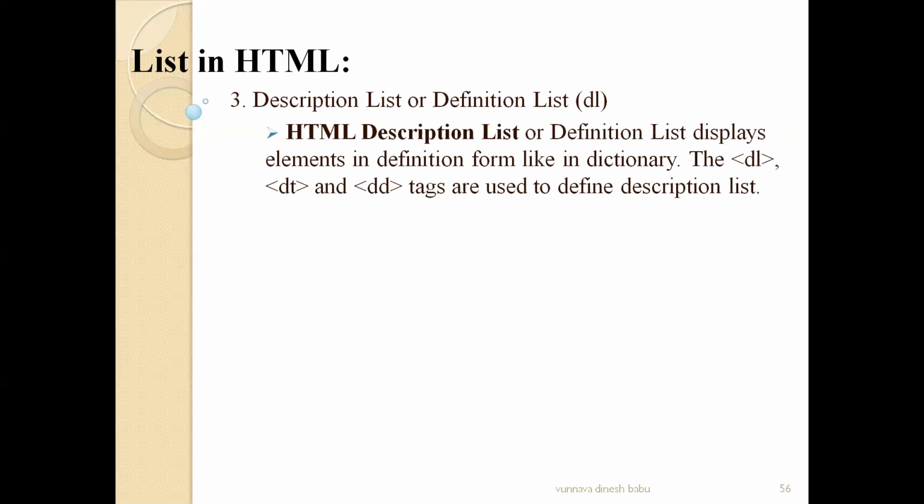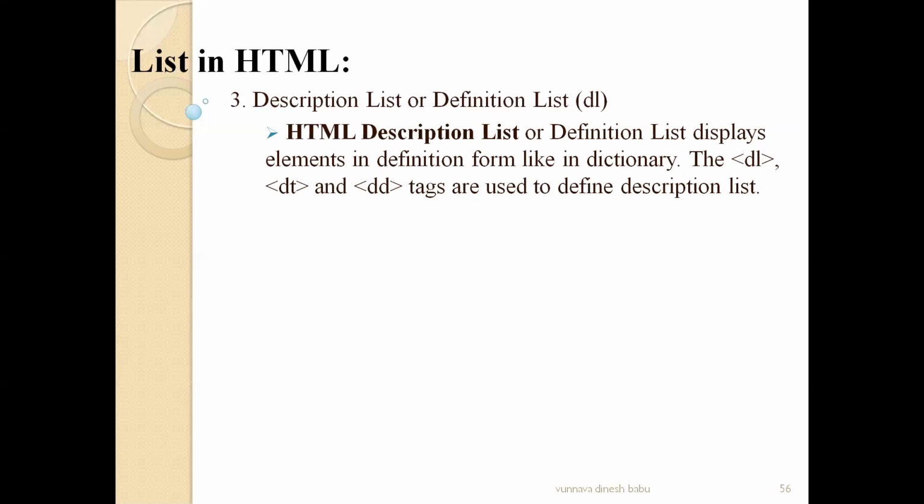So this description list, or the other name for this description list, is definition list. It will display the elements in a definition form, like in the dictionary. As we observe the dictionary, there will be one word, and the explanation or the meaning of the word will be given under that particular word. So if we want to display a list of elements similar to the dictionary, we can use this description list.